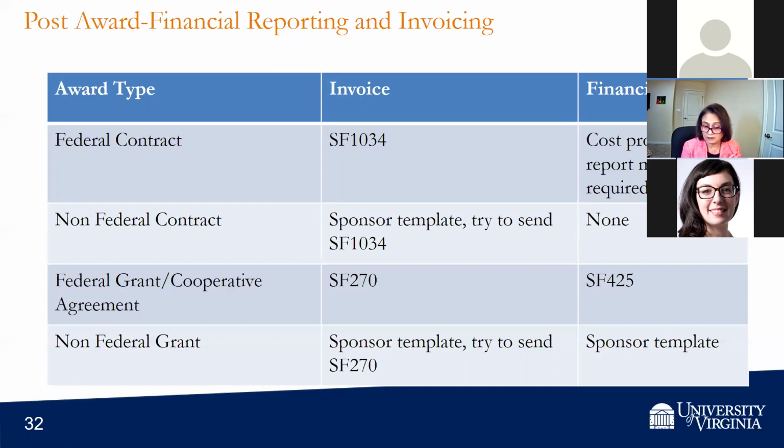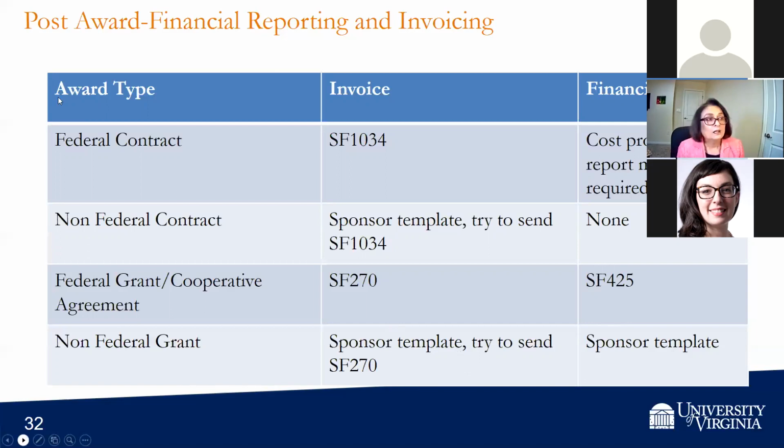Federal grants and cooperative agreements, they are standard reimbursement request, single line request submitted through SF 270. Financial report is also a standard form, federally mandated form, SF 425. For non-federal grants, we try to send them the SF 270 kind of invoicing, just a single line invoice. Sometimes they don't buy it. Sometimes they pay us in advance. We don't even have to invoice them. And financial reports for non-federal sponsors, they are pretty extensive.